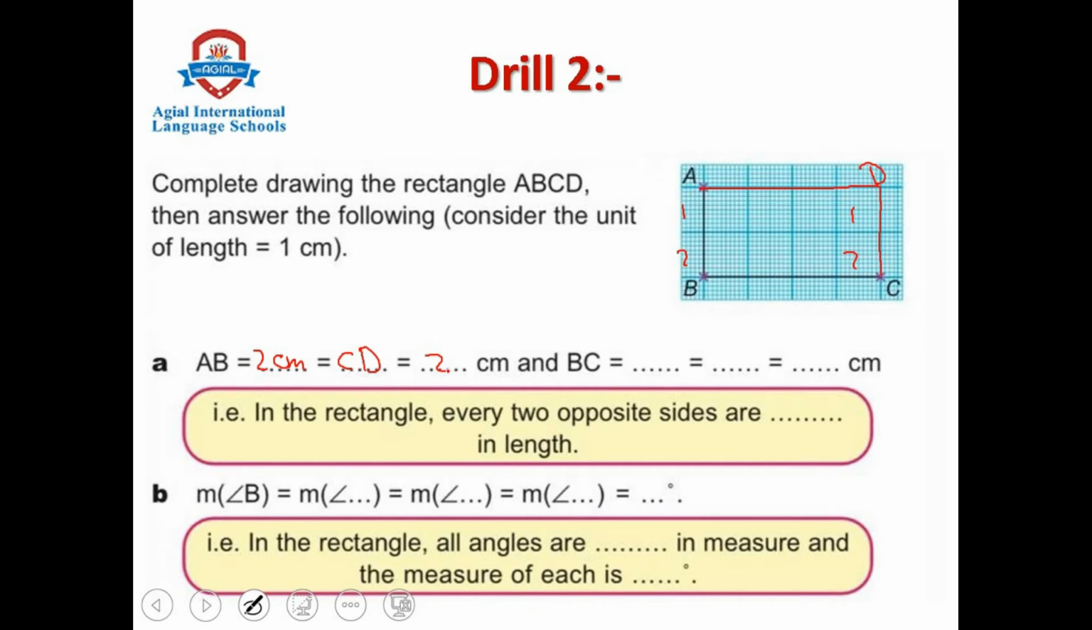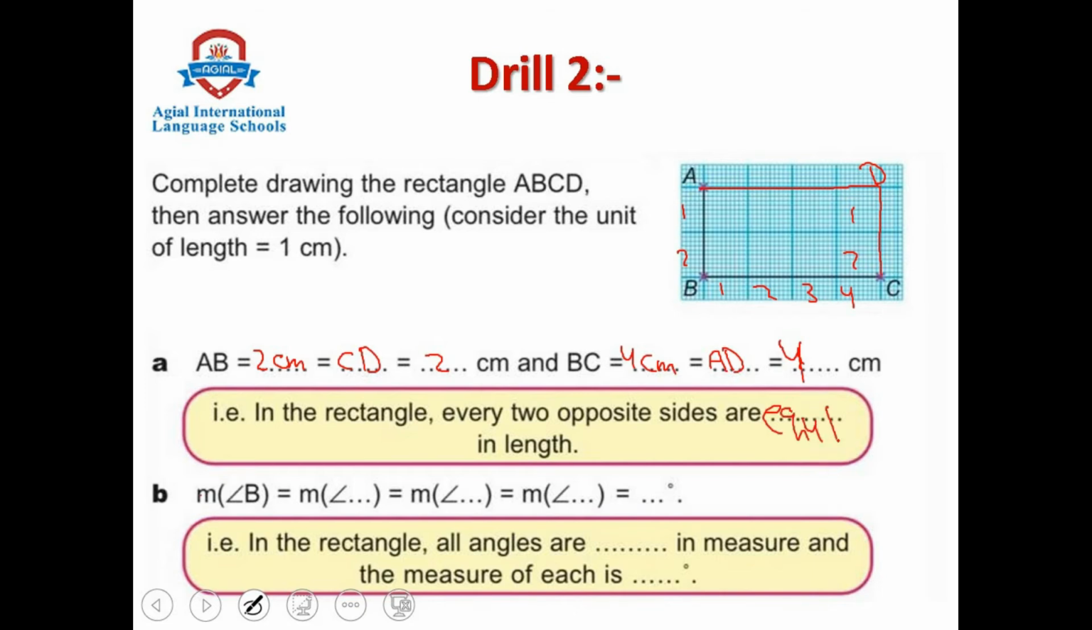And BC equals 4 centimeters and also AD equals 4 centimeters. So BC is equal to AD. So we deduce that in the rectangle, every 2 opposite sides are equal in length.